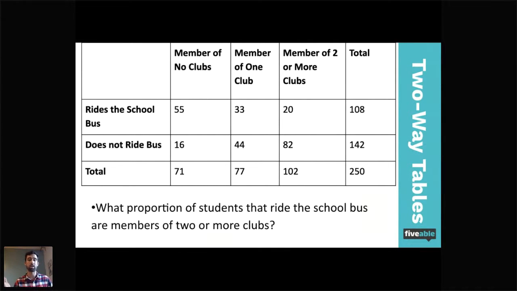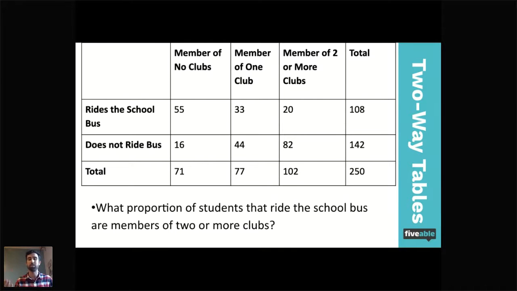And you can see on the right-hand side, we have the total of each of those options. Ride the bus, we have 108 students who ride the bus. I don't care how many clubs you're in, I just know 108 of you ride the bus. And 142 of you do not ride the bus. Again, I'm not looking at the second variable. Right now, I'm just looking at the one variable.